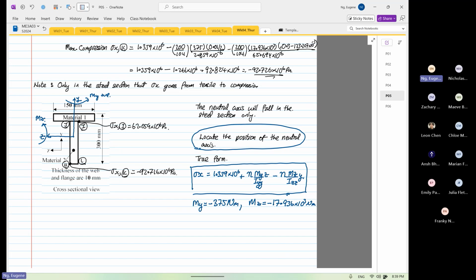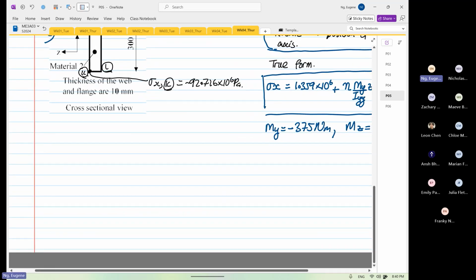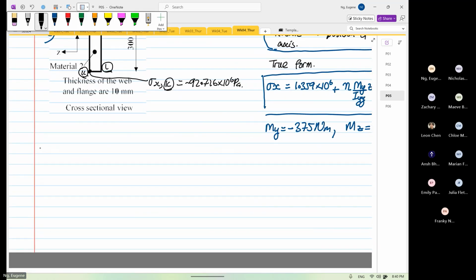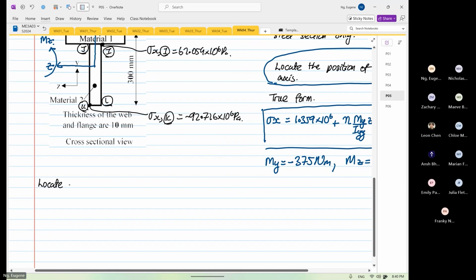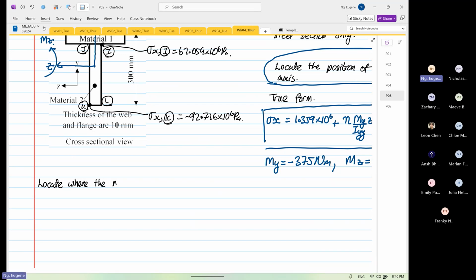So now the first thing we want to do is locate where the neutral axis intersects the JK line.